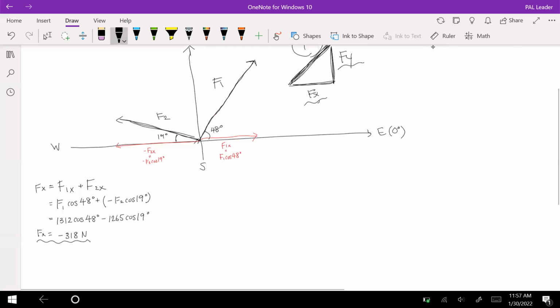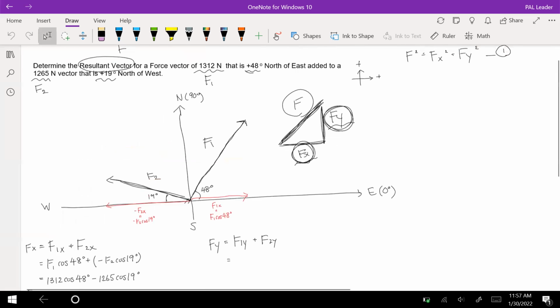So we got this, right? Now we want to look for Fy, which is the same thing as the sum of the y components of each force. We have F1y and F2y. We haven't seen the arrows for that either, so let's do that.